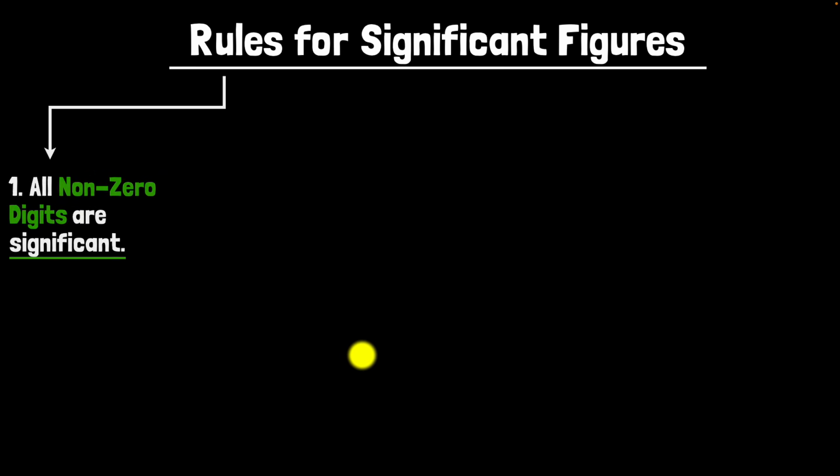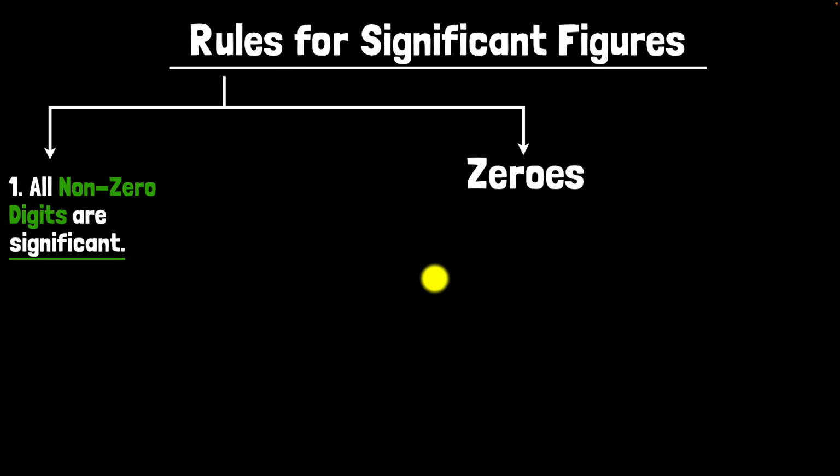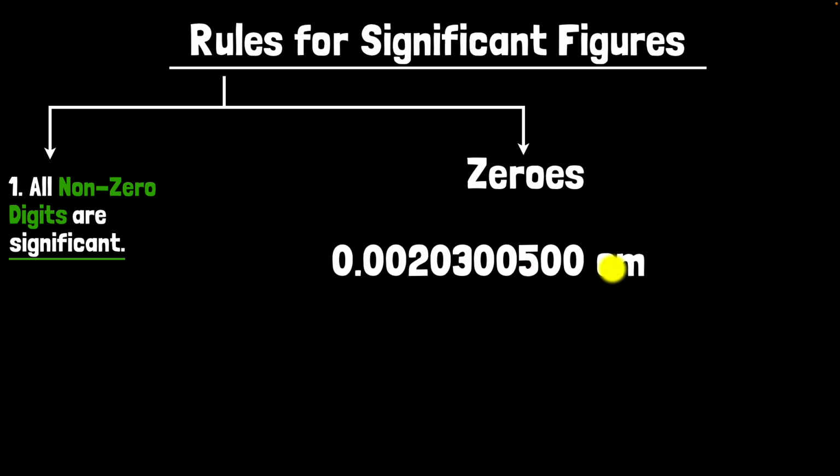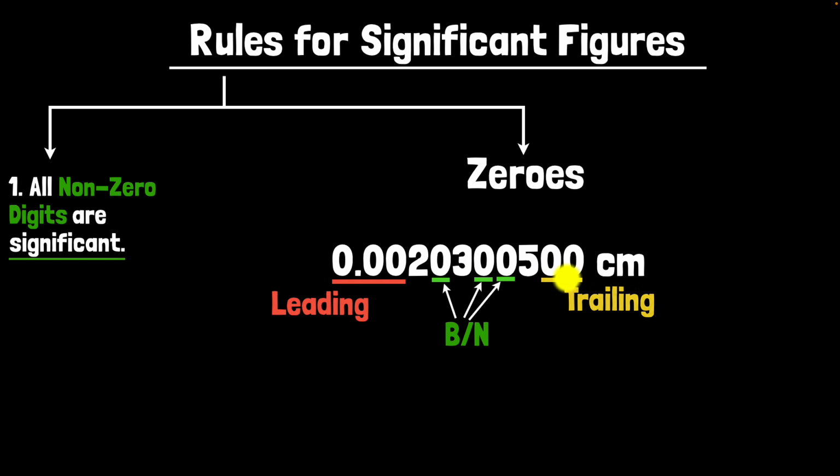What about the zeros? Ooh, that's where it all gets interesting, actually. Zeros can appear in many places in a measurement. For example, take this big measurement. You can have zeros in the front of the measurement. We call them leading zeros. You can have zeros in between non-zero digits. And you can also have zeros at the end of the measurement. We call them trailing zeros. Now, guess what? The rules are different for each one. So let's look at each one separately.